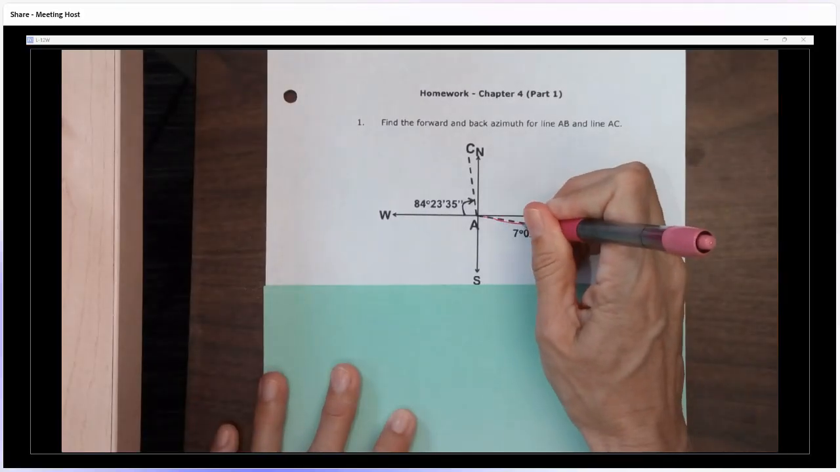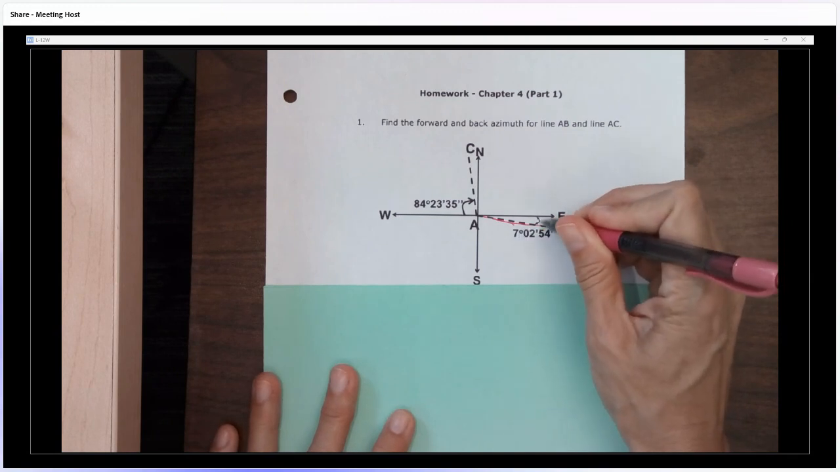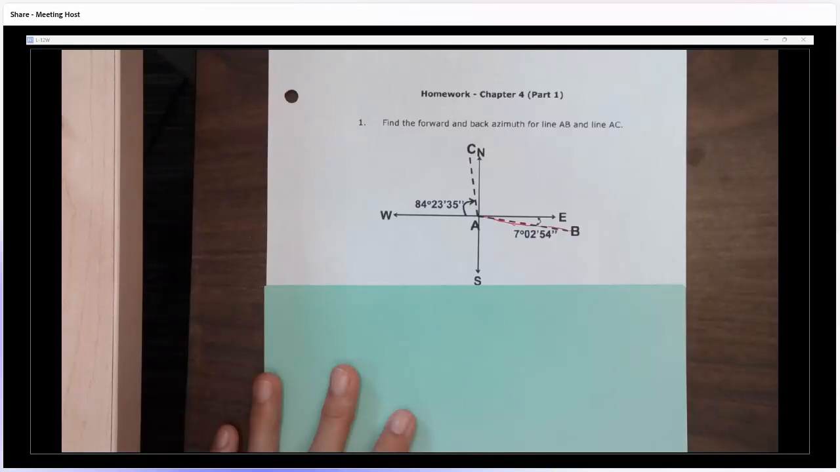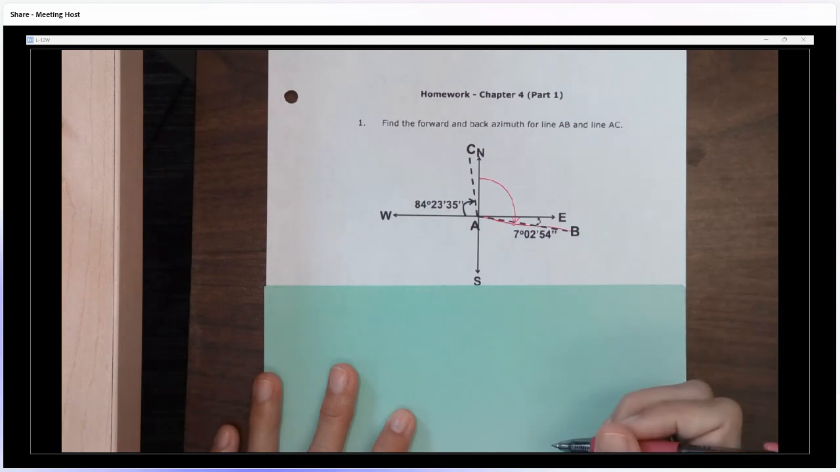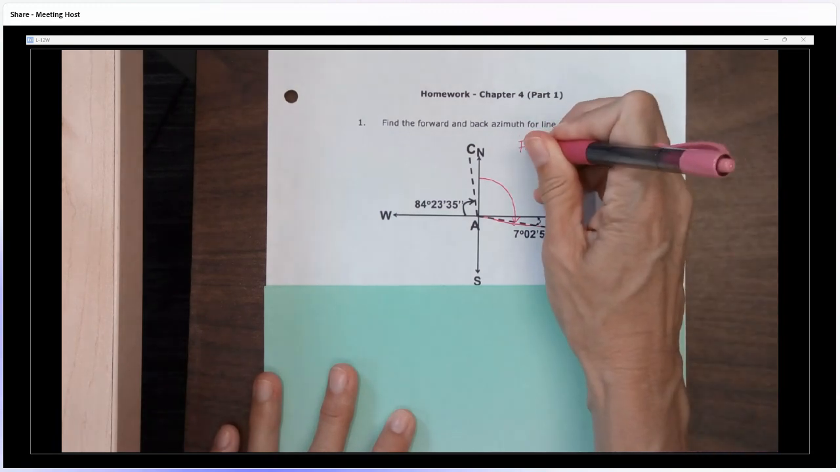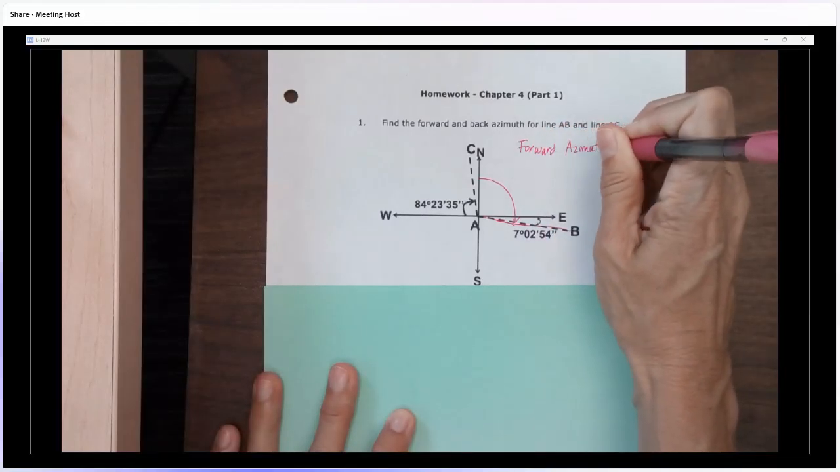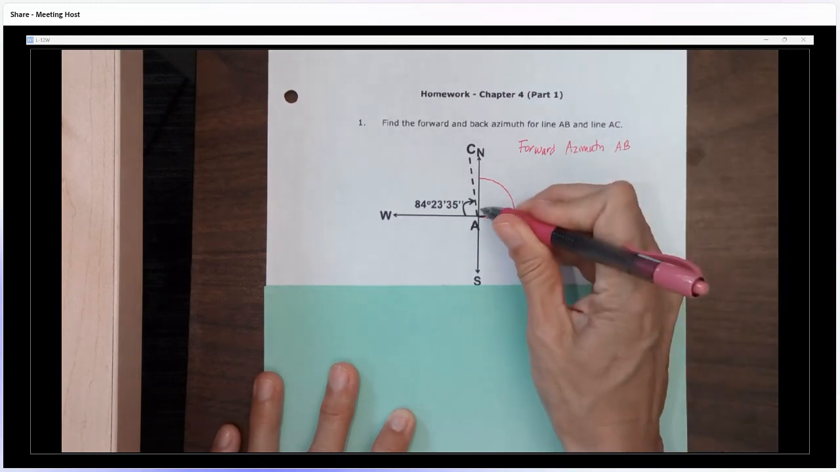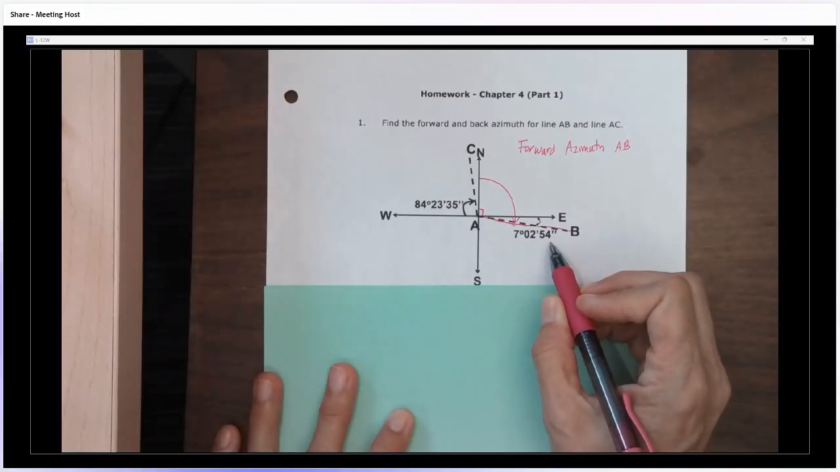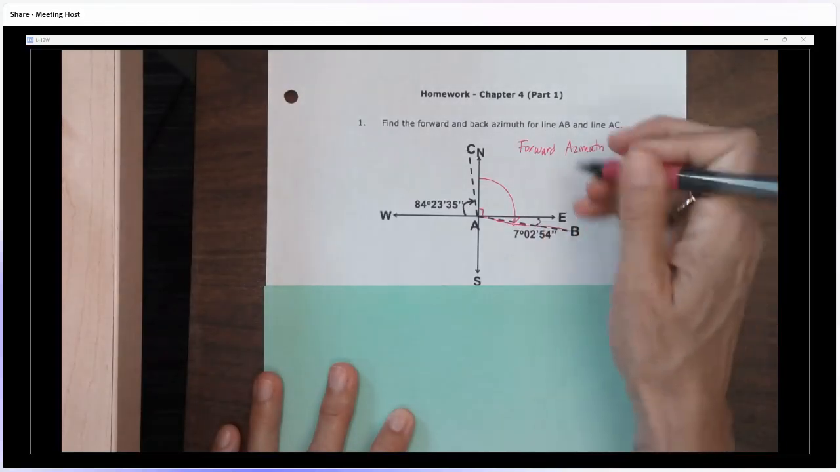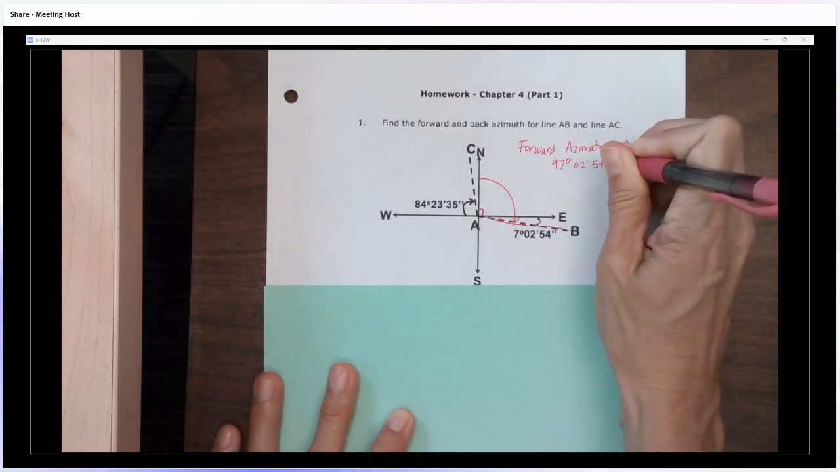Here's line AB, and we're told some information about AB that it's 7 degrees, 2 minutes, 54 seconds off of the east line. So if we're coming down from the north down to this line AB, to find that forward azimuth for AB, we're just going to take that 90-degree right triangle and add the 7 degrees, 2 minutes, 54 seconds to it. So our forward azimuth AB becomes 97 degrees, 2 minutes, 54 seconds.